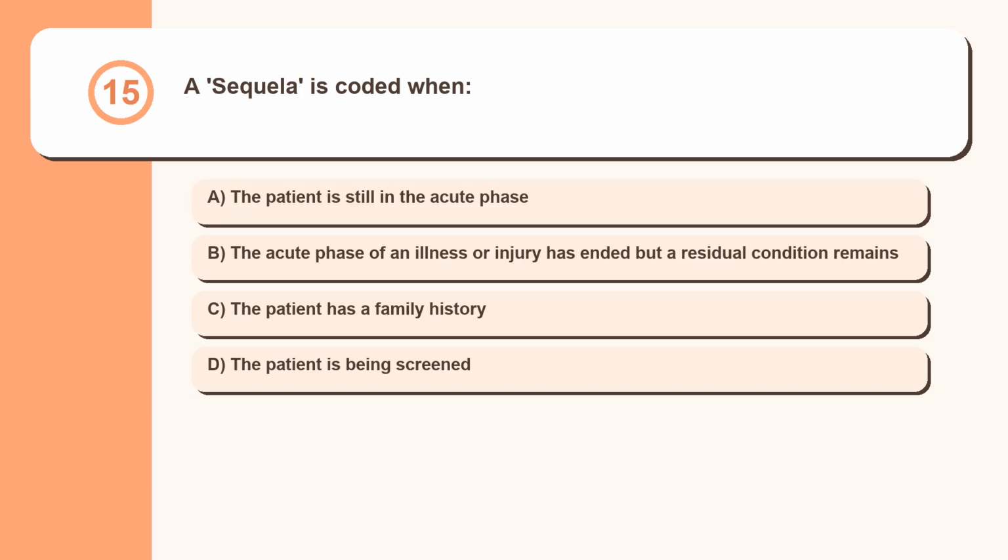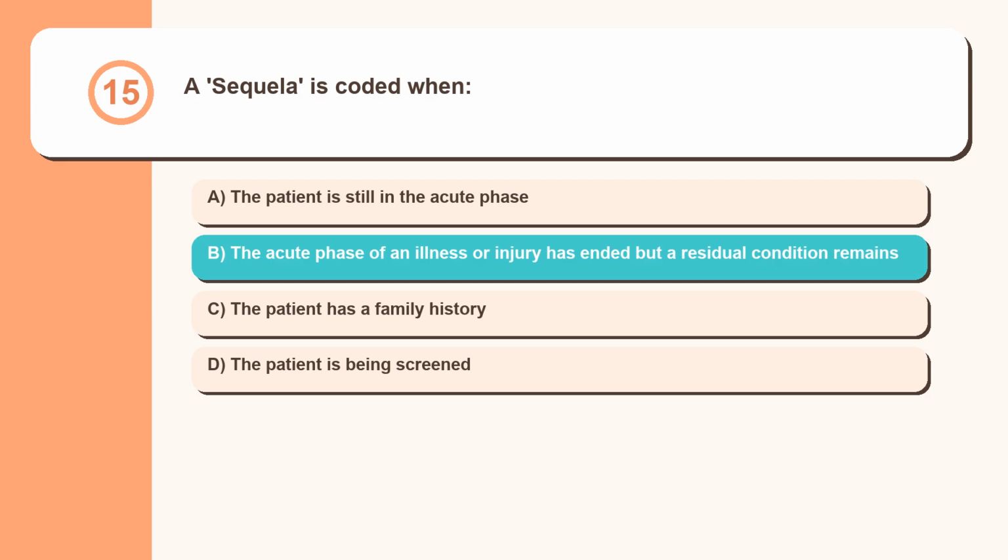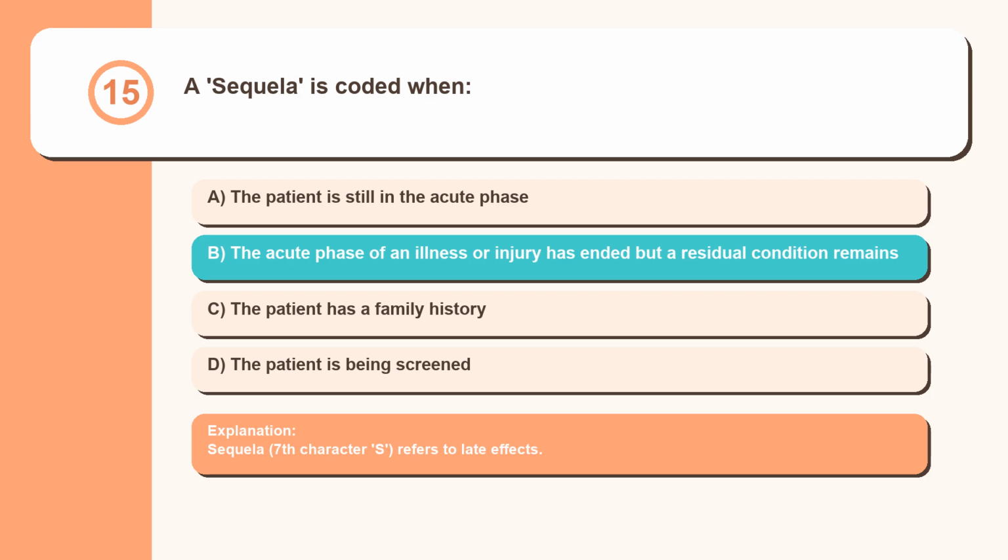Question 15. A sequela is coded when the patient is still in the acute phase. The acute phase of an illness or injury has ended but a residual condition remains. The patient has a family history. The patient is being screened. Sequela, seventh character S, refers to late effects.